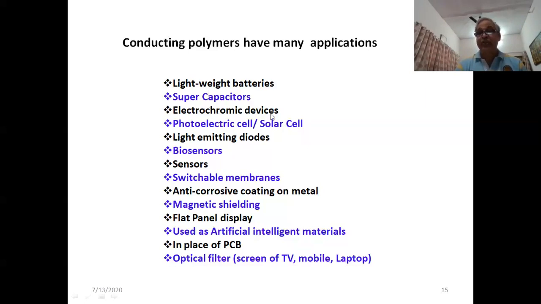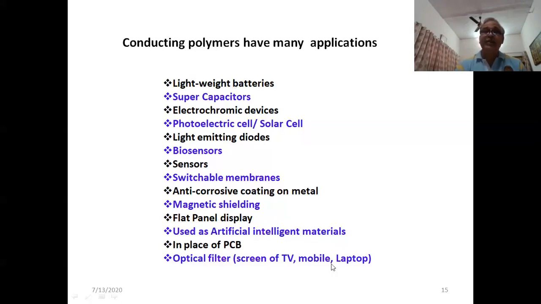Electrochromic devices: electrochromic means when we apply an electric field, the color changes. Polyaniline changes color when we apply different voltages. They are also used in photoelectric or solar cells, biosensors, light emitting diodes, switchable membranes, anti-corrosive coatings on metal, magnetic shielding, flat panel displays, and artificial intelligent materials. In place of PCBs, we use conducting polymers because they are very lightweight and non-corrosive. In optical filters, we use them as screens of TV, mobile and laptop.